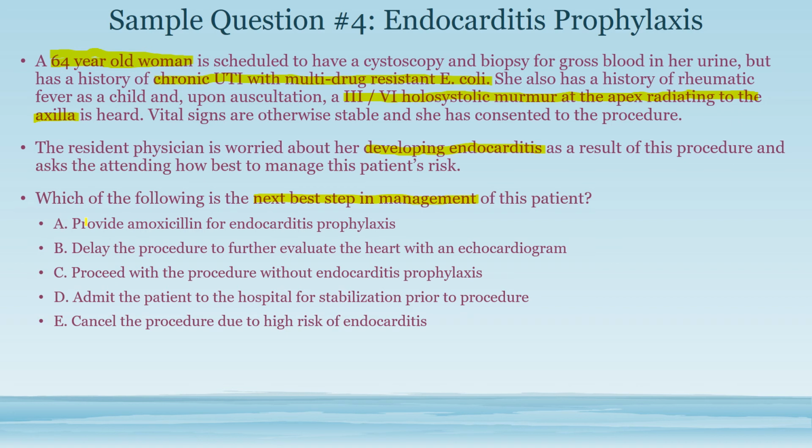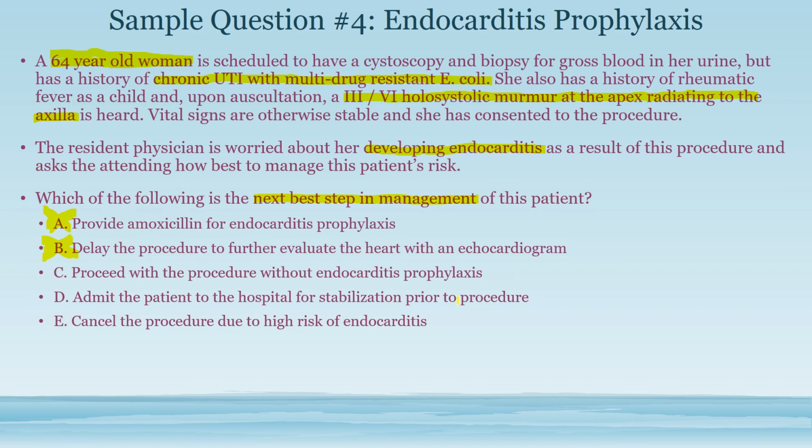So let's talk about A first. Do you need amoxicillin for endocarditis prophylaxis for a patient with rheumatic fever history and a mitral regurg? Absolutely not. Not necessary. And we'll talk about what the criteria are in the next slide. Delay the procedure to evaluate the heart with an echo? No, we already know what's wrong, and we don't need to worry about this right now. The procedure is more important. We're already going to go ahead with the procedure. There's not that big of a risk of developing endocarditis. Proceed with the procedure without endocarditis prophylaxis? We can hold on to that one.